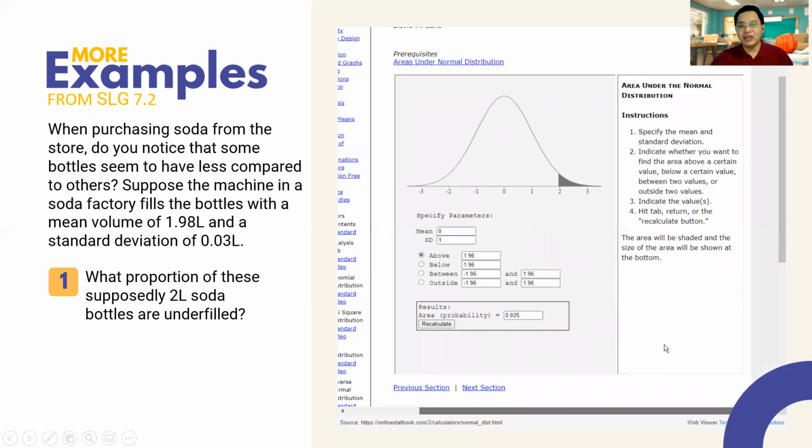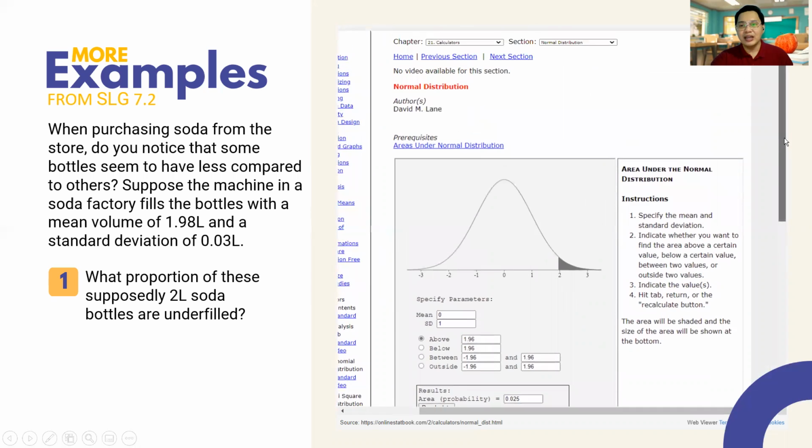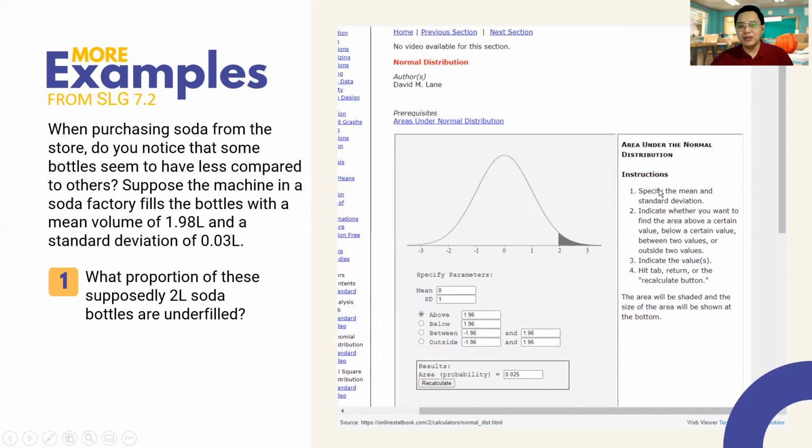But some of the things that you need to take note of is if you're using this application for the first time, here are some useful instructions on the right side of the page. So specify the mean and the standard deviation of the problem that you're working with. Indicate whether you want to find the area above a certain value, below a certain value, between two values or outside two values, and then indicate what those values are. So what we would indicate here are the actual observed values and not, take note, it's not the z-score. We don't need to convert the given scores into their corresponding z-scores anymore.